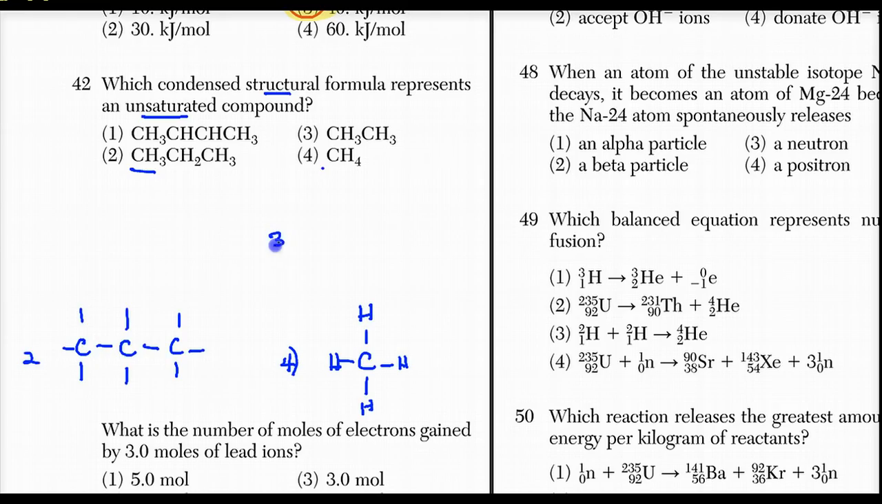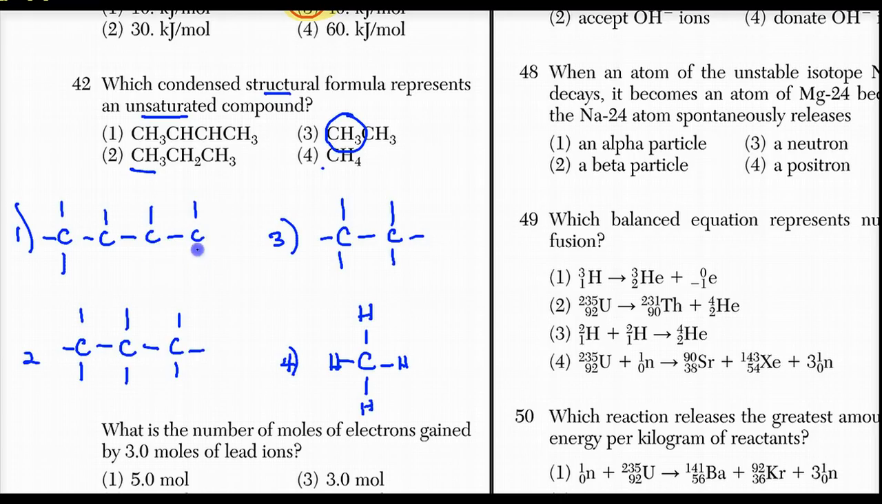Look at choice 3. CH3, having 1 bond between the carbons, CH3, so C2H6. The way this is drawn structurally is telling me that this also has 1 bond. Let's do number 1, which has to be the answer now. CH3, CH, CH, CH3. Now you can see something here.